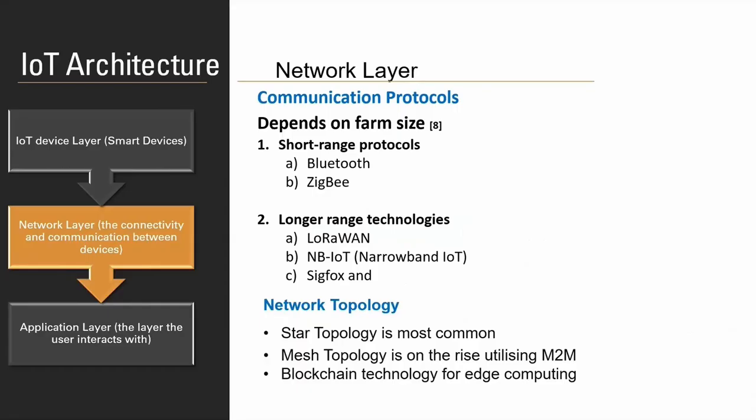The common network topology used is star topology, and a mesh topology is on the rise that utilizes machine-to-machine communication. Also, blockchain technology for edge computing is on the rise.